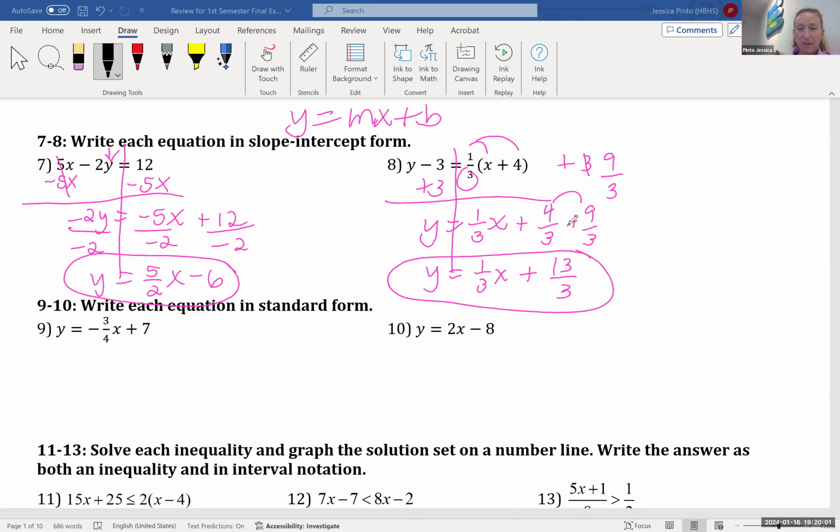And that's our answer. So then to write standard form, that means we need no fractions. And let me see. Okay, so to have no fractions, we'll need to multiply by the denominator, which is 4.